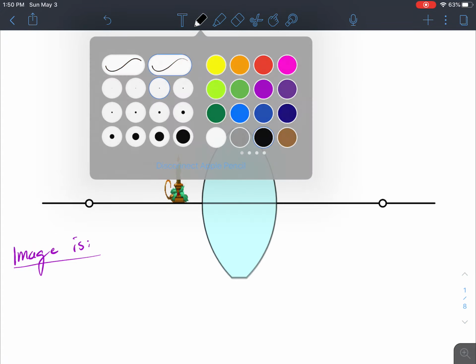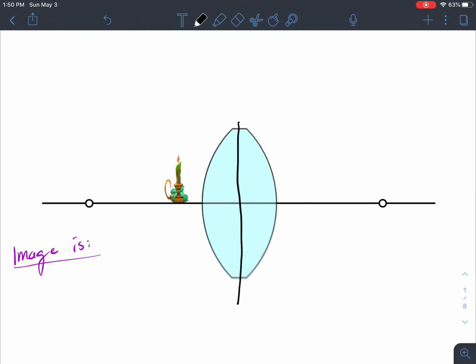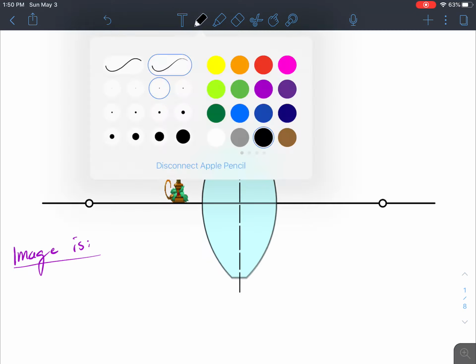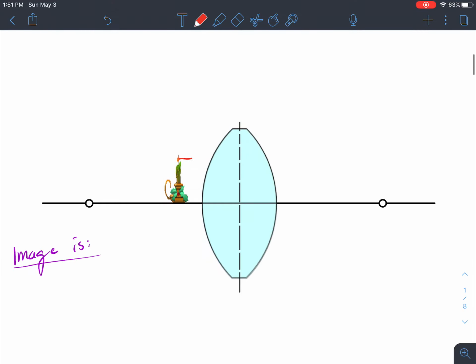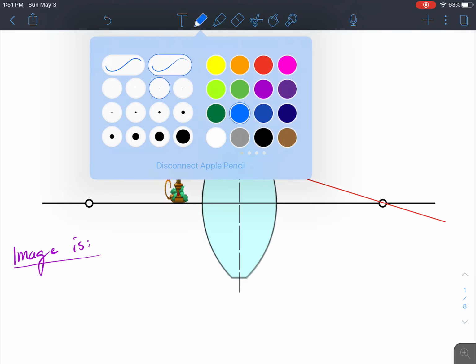So I'm going to draw my reference line first. Here we go. Make sure that it's dashed. All right, starting with red, rule number 1. Incident ray parallel, refracted to the focus. Okay, easy enough. Next one is going to be rule number 2. That's going to be blue. That's going to be the light ray that comes from the focus being refracted parallel to the principal axis.